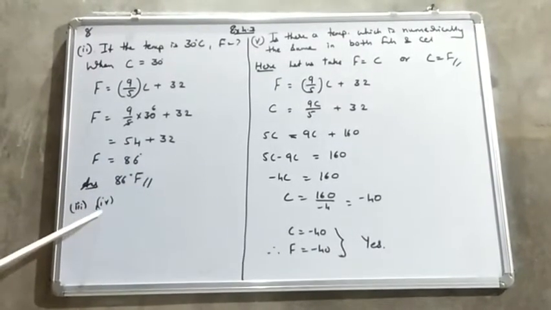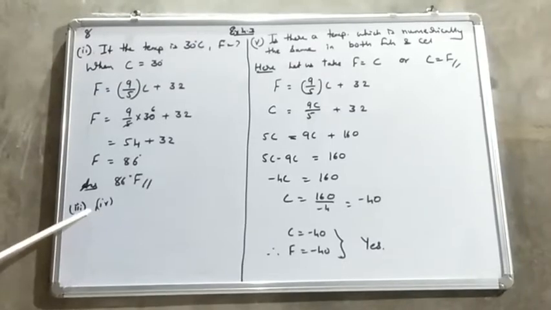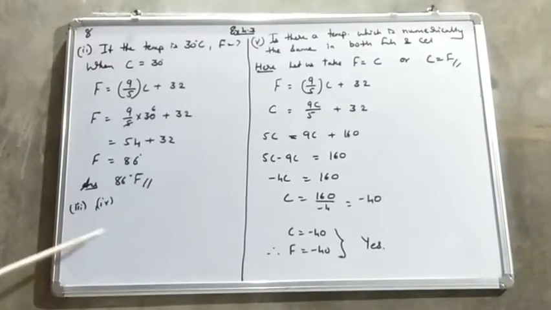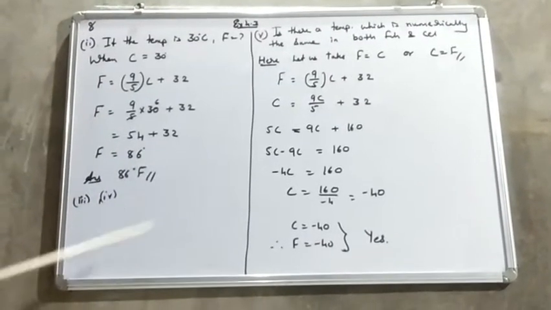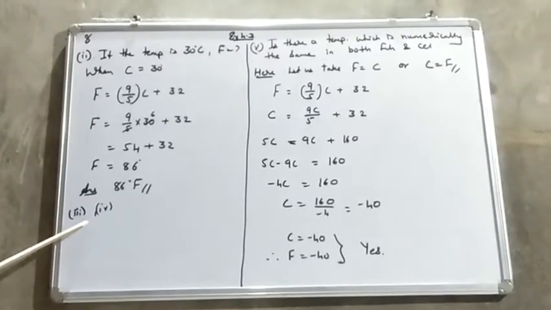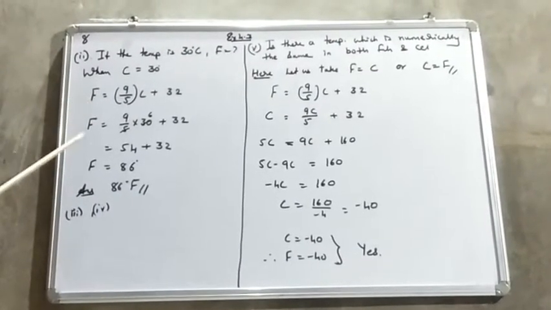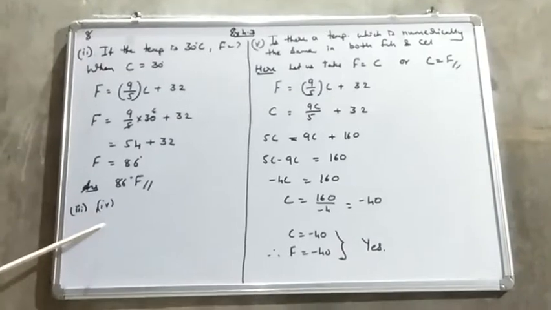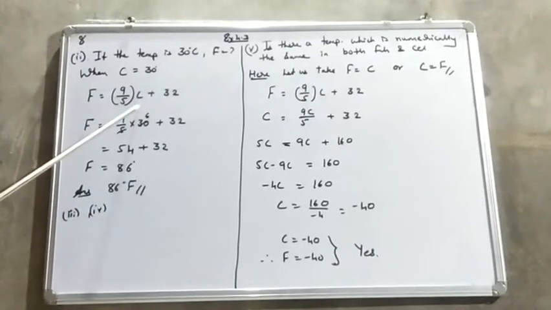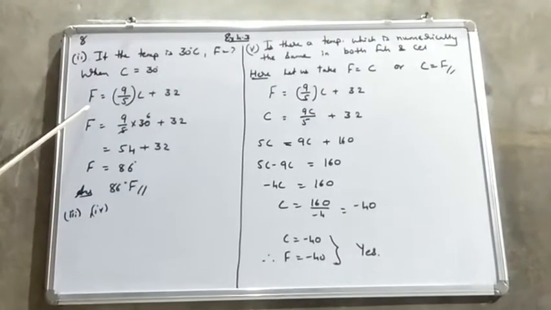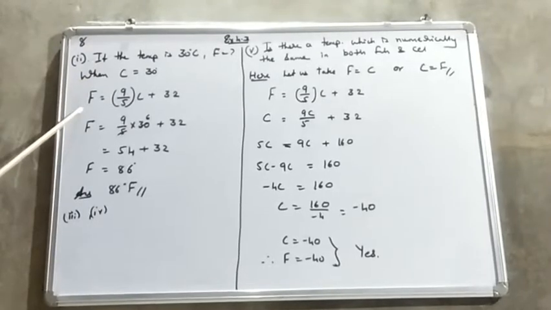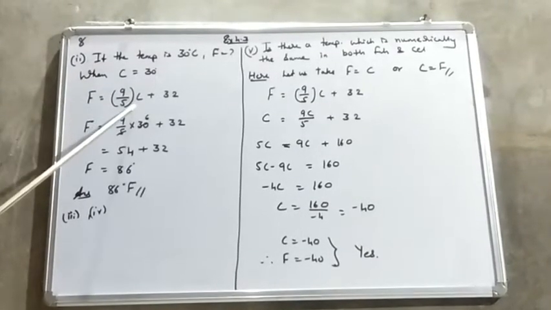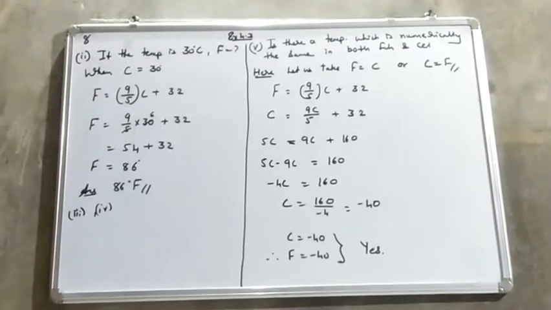The third and fourth parts you have to do on your own, because that is the same. You have to substitute the value. In the third part, you have to substitute the value for F. And in the fourth part, first take C equals 0 and find the value of F. Next, take F equals 0 and correspondingly find the value of C.